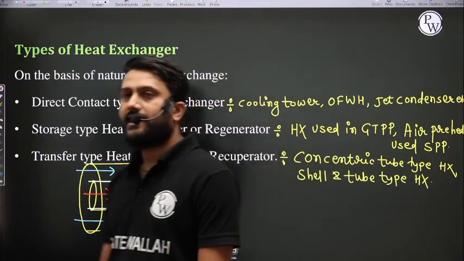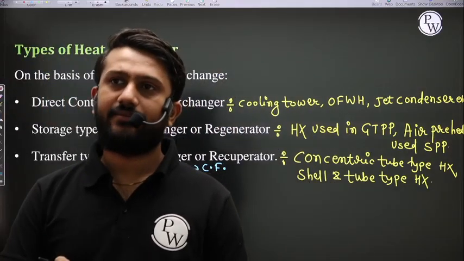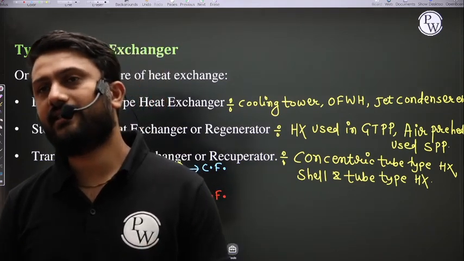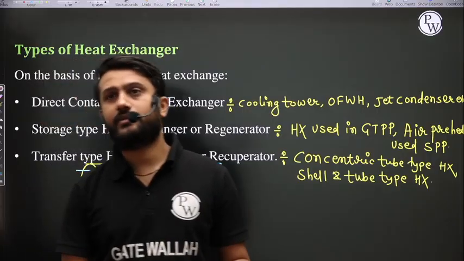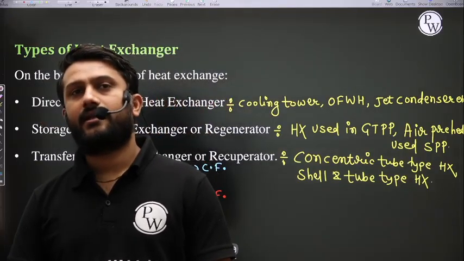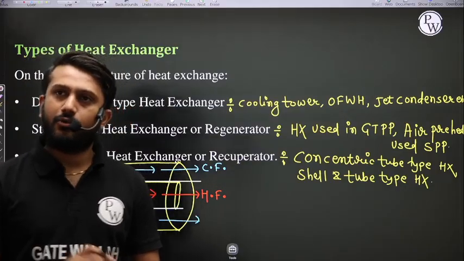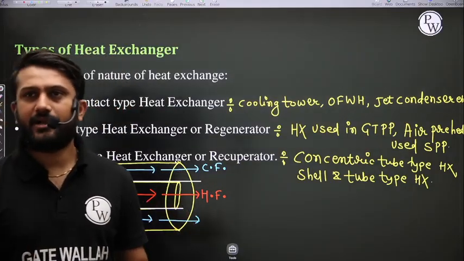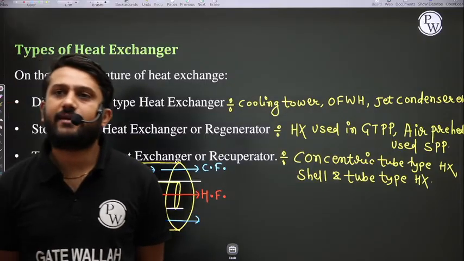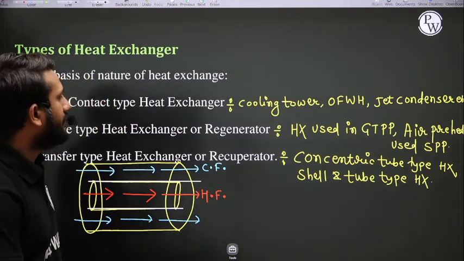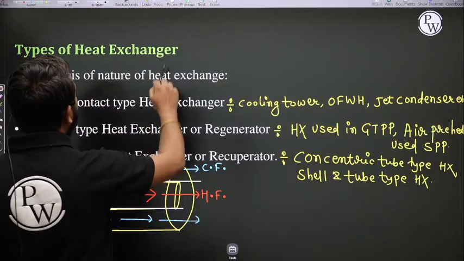There is a shell, and in the shell there are a number of tubes. In the shell there is one fluid, and in the tube there is another fluid. Both the fluids are not in direct contact. Both are in contact at a time, but not in direct contact. That is known as the transfer type of heat exchanger or recuperator. So this is the first classification.